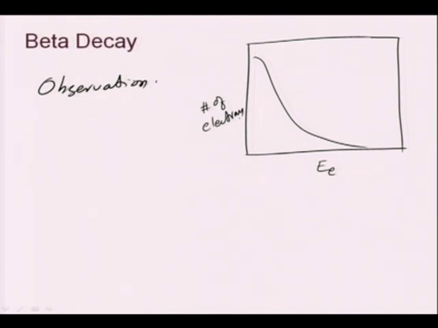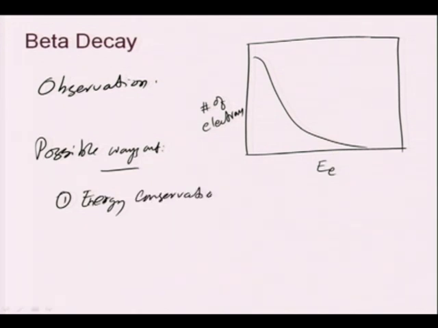So, what is happening? What are the possible explanations? Possible ways out are: one, forget about energy conservation, because we got that fixed energy of the electron by looking at energy and momentum conservation. So, energy conservation is not valid in beta decay, could be one of your conclusions.